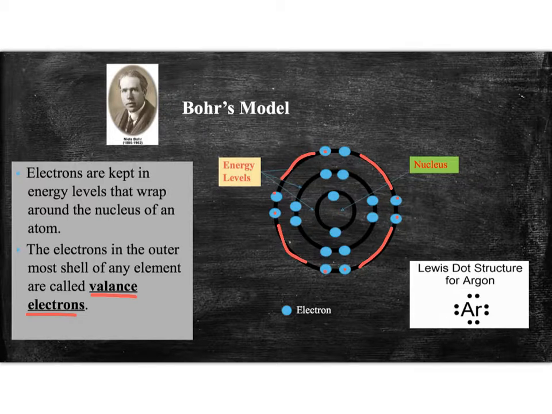The Bohr's model and Lewis dot model can go hand in hand, because if you count the number of dots in this Lewis dot structure of argon, you can see that this also has 8 dots. And these dots are the valence electrons. So this Bohr's model would be associated with this Lewis dot structure for argon.